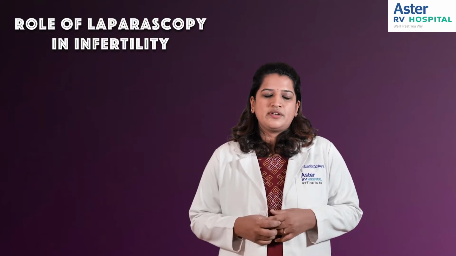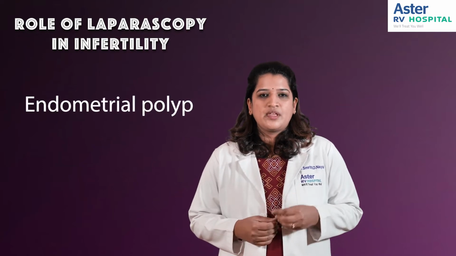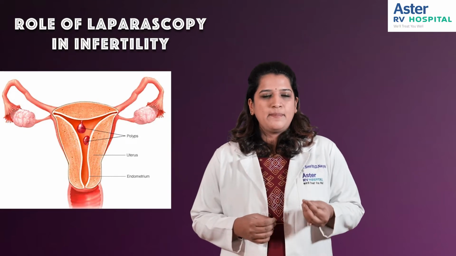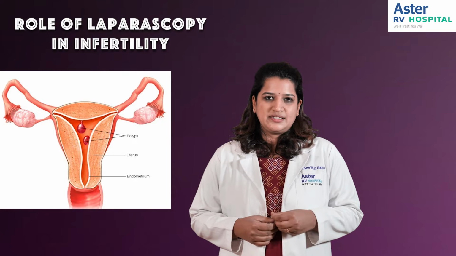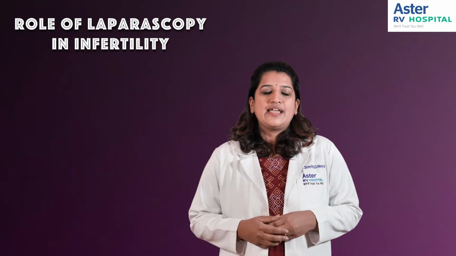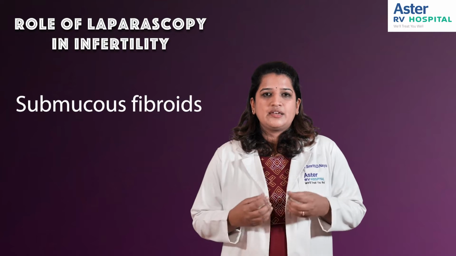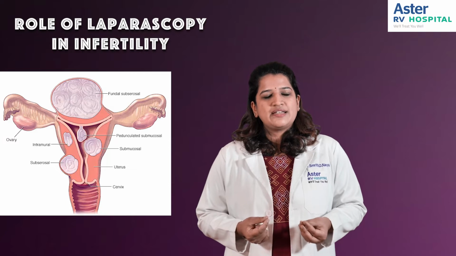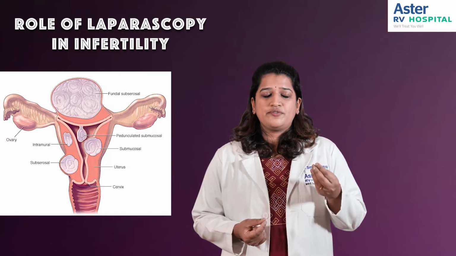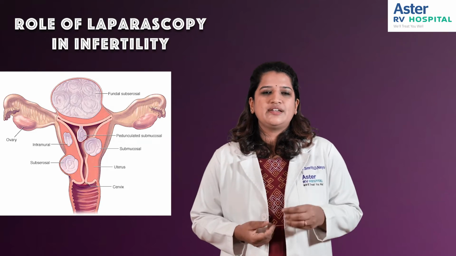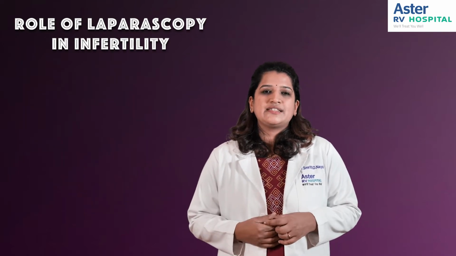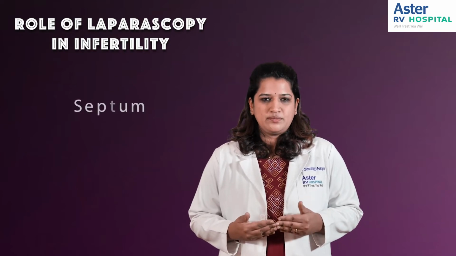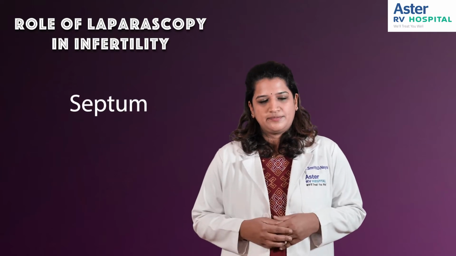The third most common reason is endometrial polyps. Polyps are nothing but abnormal growths in the endometrium which impair the implantation and hinder pregnancies. The fourth reason is submucous fibroids. Now these fibroids can lead to increased bleeding during menstruation as well as prevent the implantation of a very healthy embryo into the uterine cavity. The fifth reason is if there are any abnormal uterine developmental features like a septum which needs a septal resection.